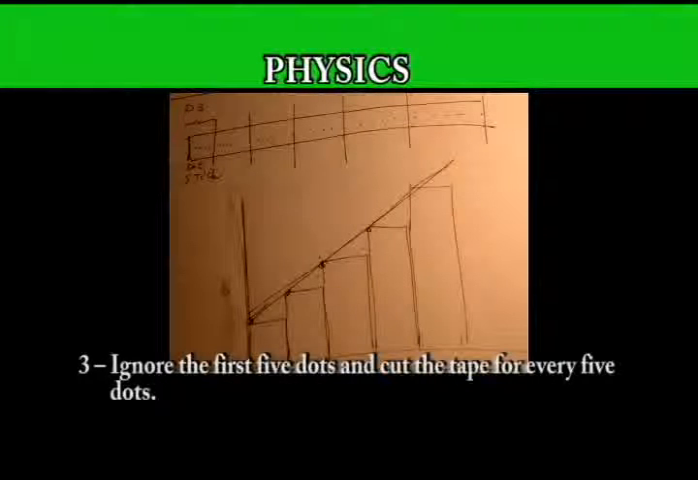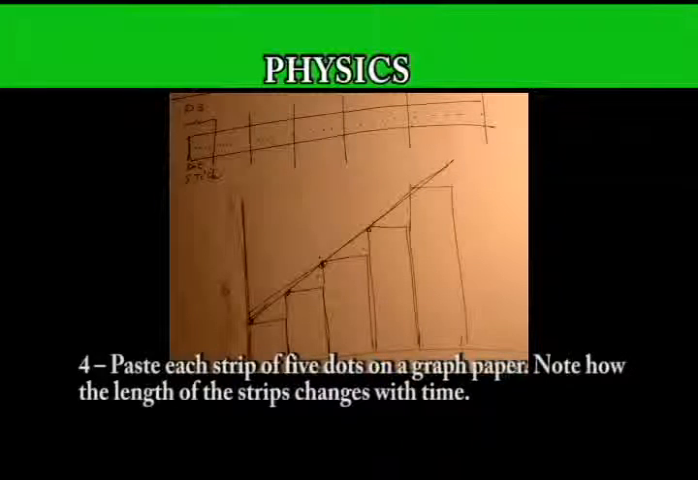3. Ignore the first 5 dots and cut the tape for every 5 dots. 4. Paste each strip of 5 dots on a graph paper. Note how the length of the strips changes with time.